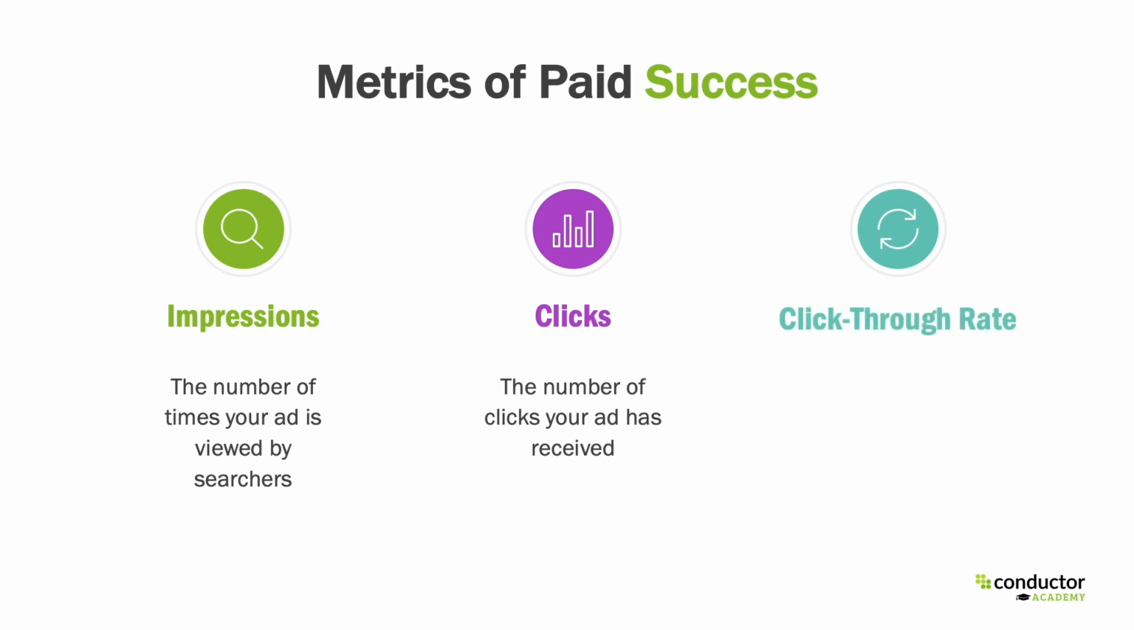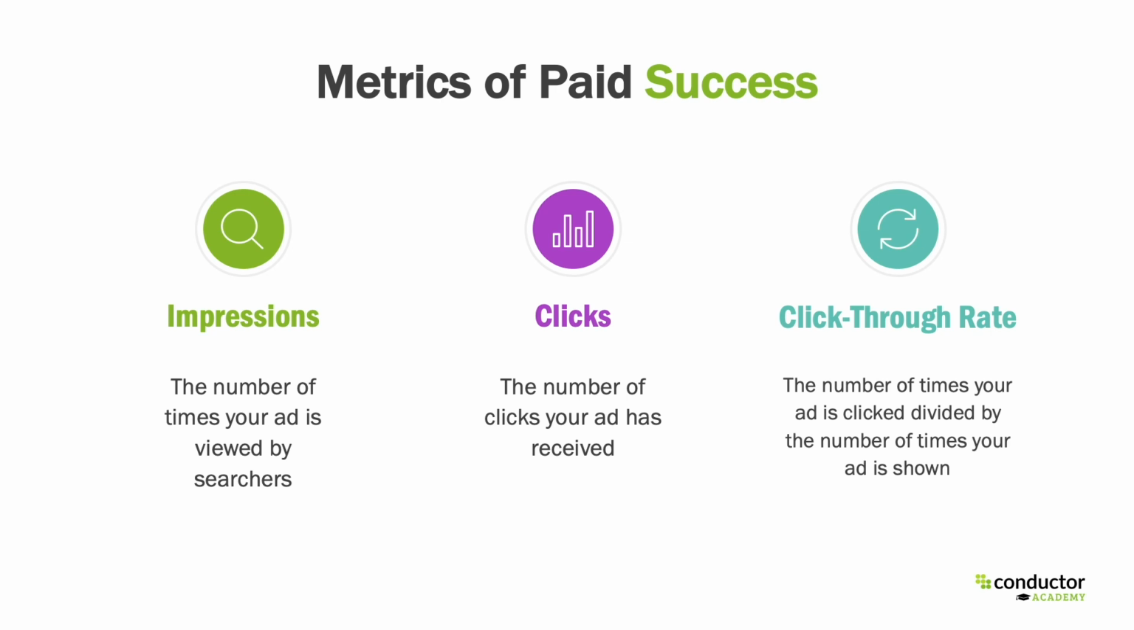Third is click-through rate. Click-through rate will help you monitor how well your keywords are performing within the ad. This number is calculated by the number of times your ad is clicked divided by the number of times your ad is shown. This lets you know that while your ad might have been displayed 100 times, if it was only clicked once, your click-through rate is low and you may want to identify some new keywords or content.